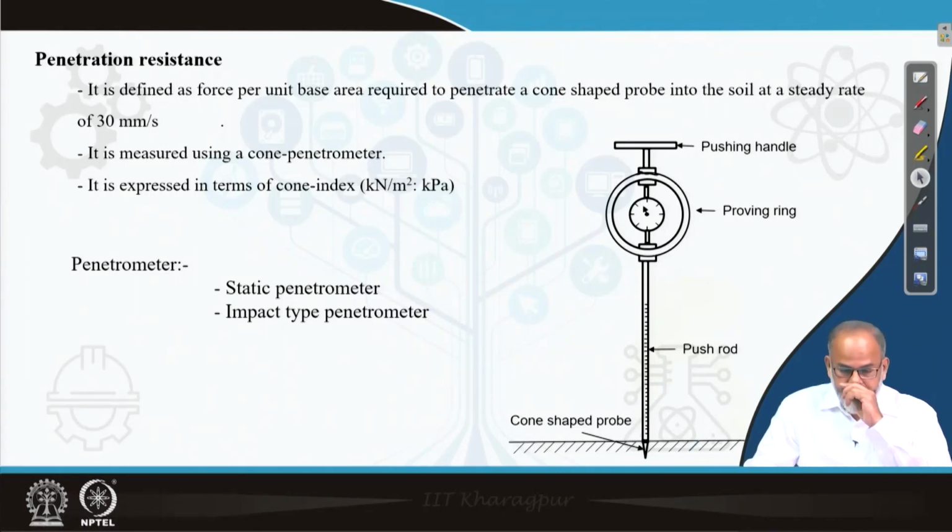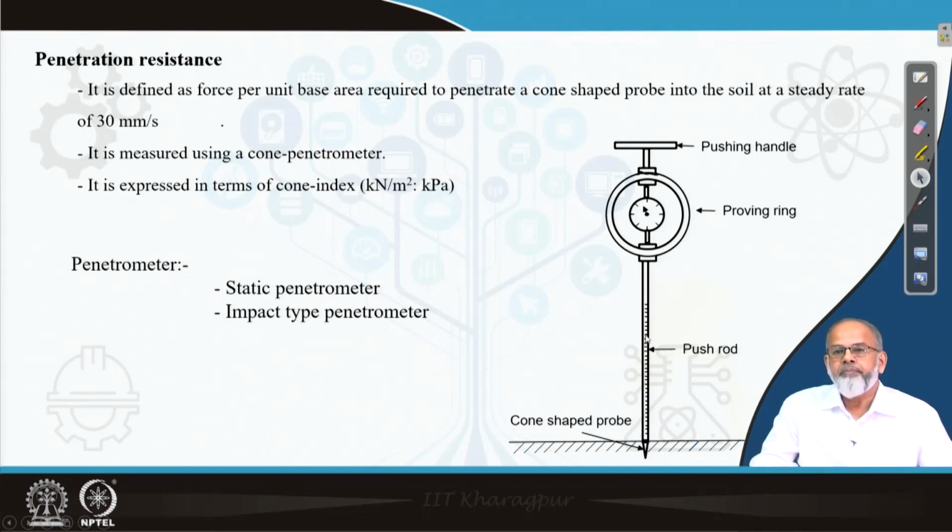So, in case of a static penetrometer, the one which is shown in this figure, this has to be forced into the soil either by a human being or by hydraulic pressure, so that the resistance offered by the soil will be recorded either manually with the help of this proving ring, or you can directly put sensors so that you can record it for each unit of depth, maybe at an interval of 1 centimeter, even 0.5 centimeter is also possible.